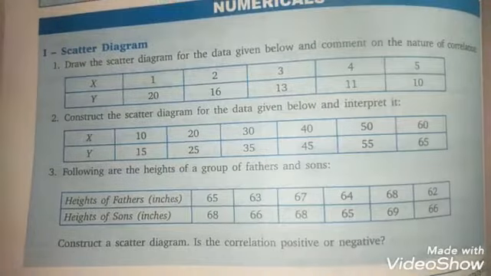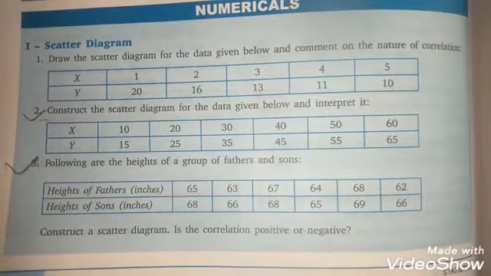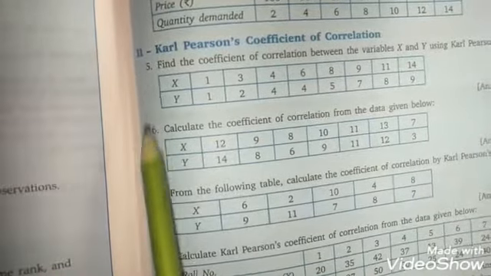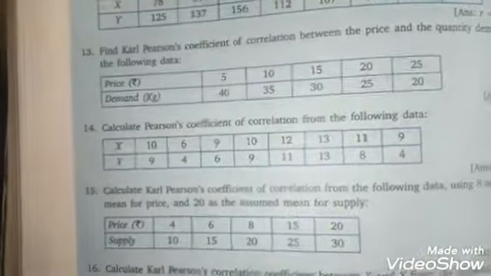Based on this, you have to do your homework. Scatter diagram also we have done, so you have to do questions number 2 and 3 of your book on scatter diagram. Then for Karl Pearson's coefficient of correlation, you have to do as many as are given in the book for practice: 5, 6, 7, 8, 9, 10, 11 and 13. All these you have to do for your homework.